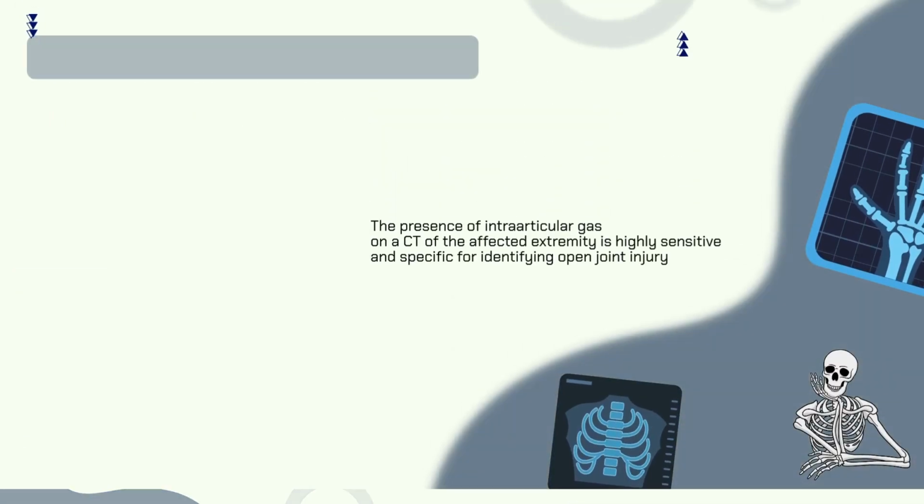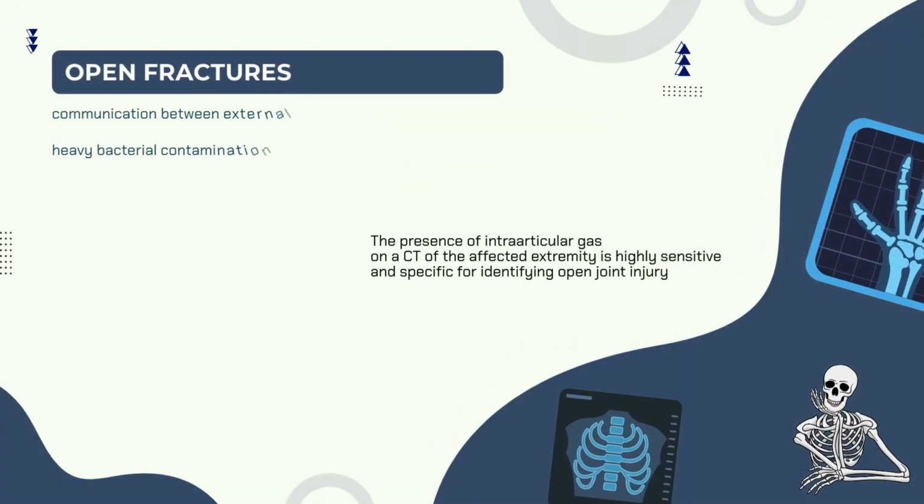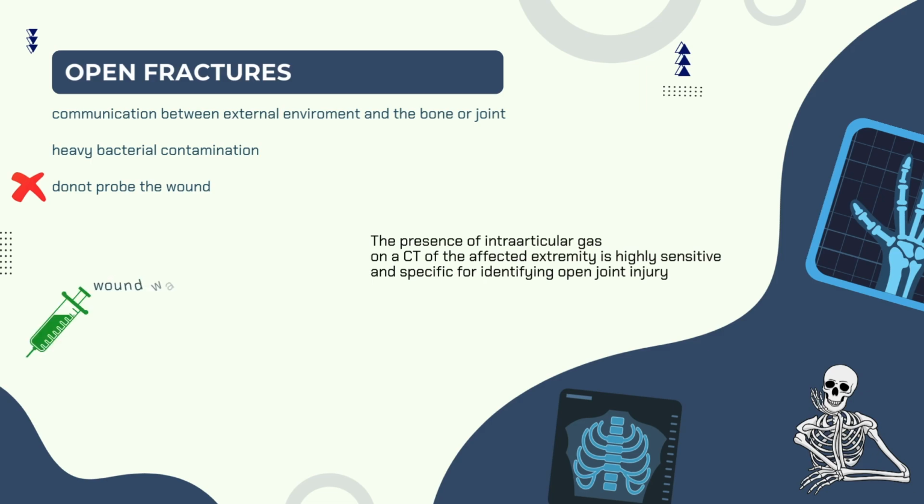There is a tendency for ED physicians to probe if there is an open wound associated with a fracture. We should not do that because we don't know what structure is going to be exposed there. It can be an artery, it can be a nerve. So do not probe the wound. Regarding specific management of open fractures, you can give a wound wash and cover with a sterile dressing. IV antibiotics are to be started immediately and TT immunization has to be given as early as possible.